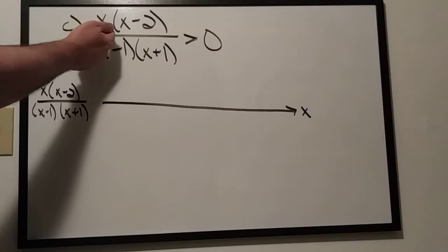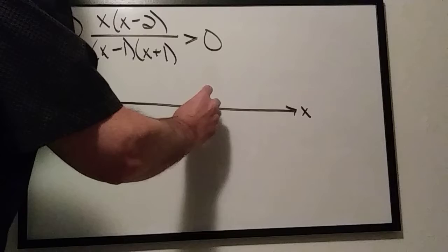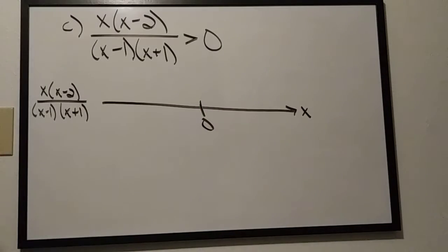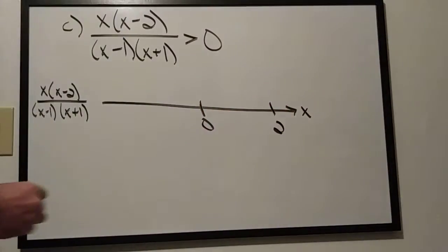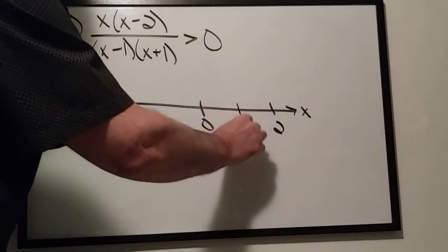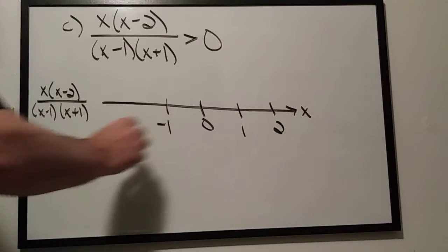So I'll start off here and I have an x value of 0. So let's come down here and put 0 as a tick mark. Then we have x minus 2 as one of our factors, so positive 2 is going to be one of our tick marks. I'll put that over here. x minus 1 means we're going to have a positive 1. And x plus 1 means that we're going to have a negative 1.